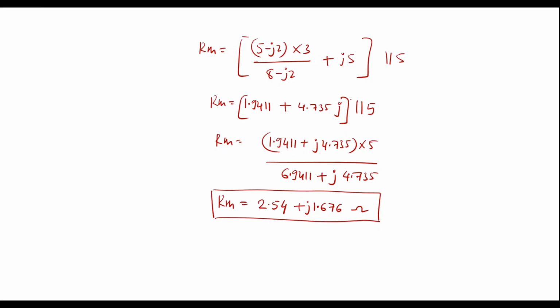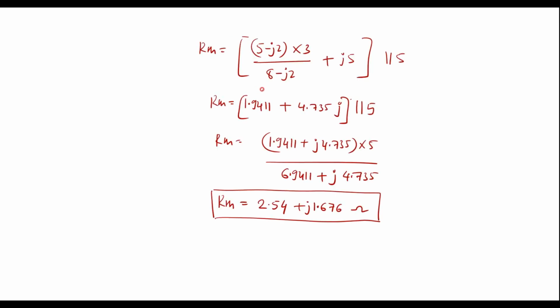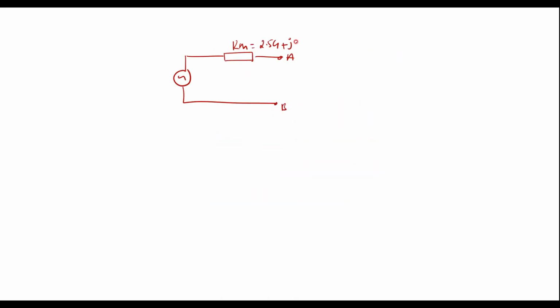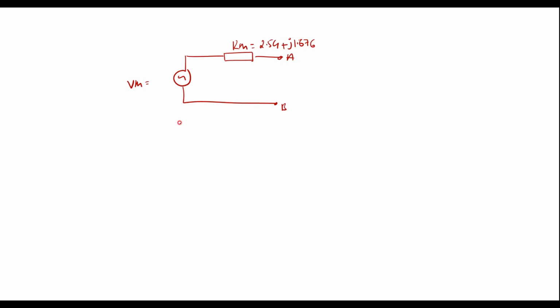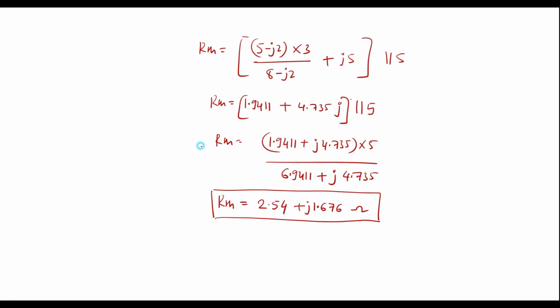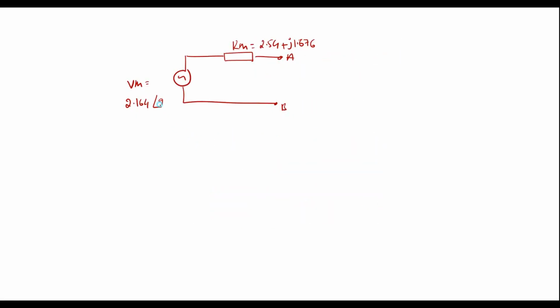Now let me draw the equivalent circuit. So we have VTH and RTH, and this is terminal A and B. This is RTH, which is equal to 2.54 plus J1.676, and we have VTH, whose value is already calculated, which is 2.164 at an angle of 9.73 volts. So this is Thevenin's equivalent circuit for the given circuit.